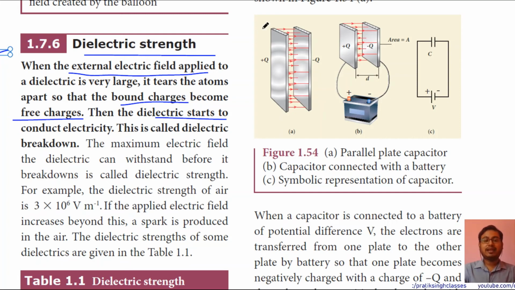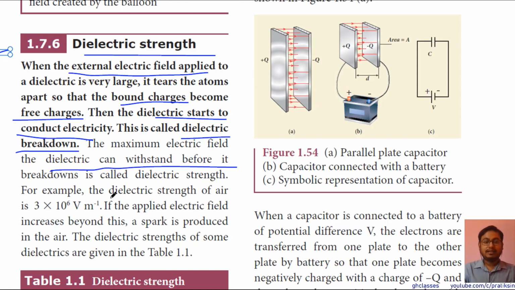That means if the dielectric is kept inside a very high external electric field, it is converted into a conductor, and this is called dielectric breakdown. Dielectric breakdown is the phenomenon at which the external electric field becomes so high that the bound charges become free. The maximum electric field the dielectric can withstand before it breaks down is called dielectric strength.